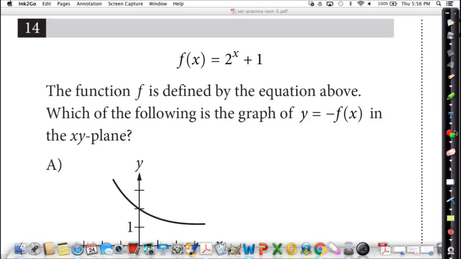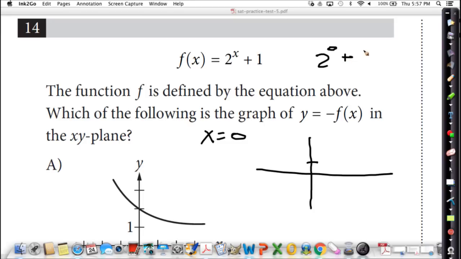All right. So the first thing I would probably say to you guys is you should probably know what this looks like. And even if you didn't know, couldn't you just pick some points and figure it out real quick? Like if I drew the xy plane and I pick x is 0. So when x is 0, what happened? 2 to the 0 is 1. So that's just when x is 0, that's 2 to the 0 plus 1, which is 1 plus 1, which is 2, right? So you know you're going to have a point there.